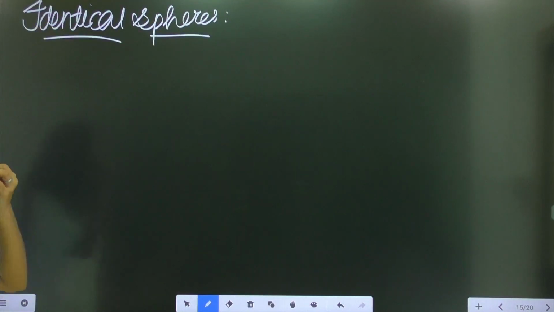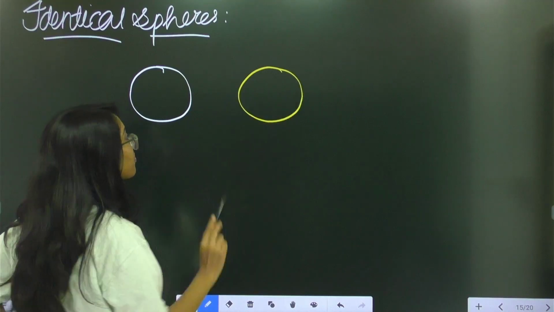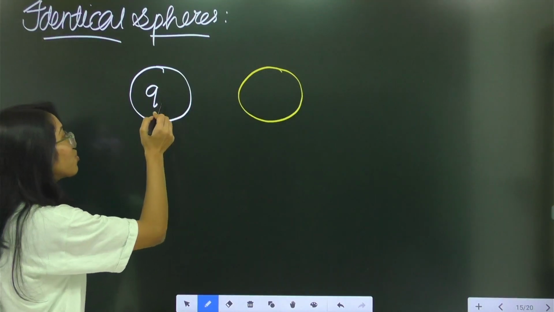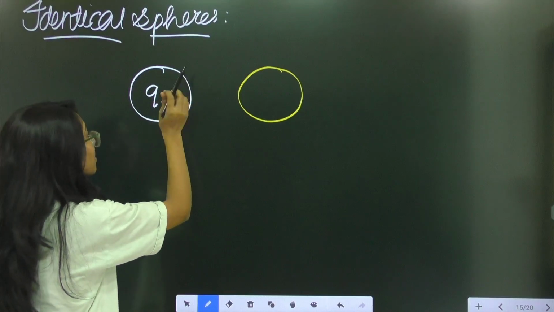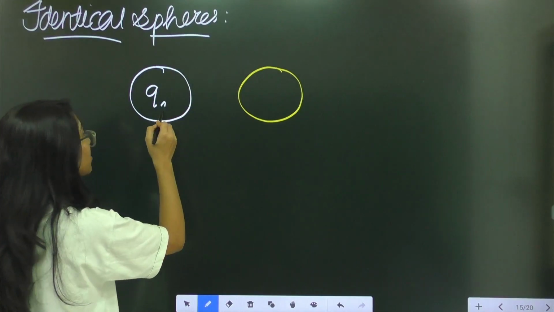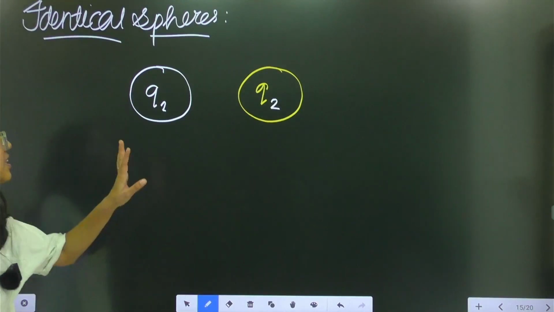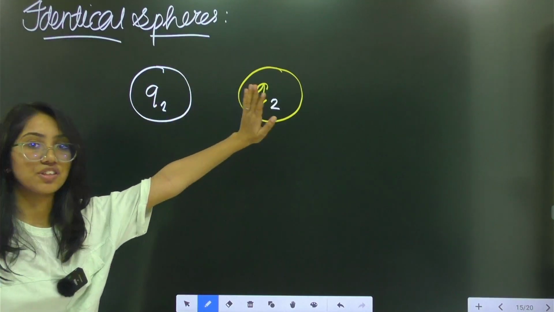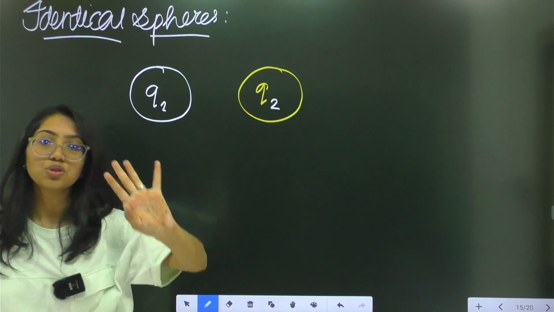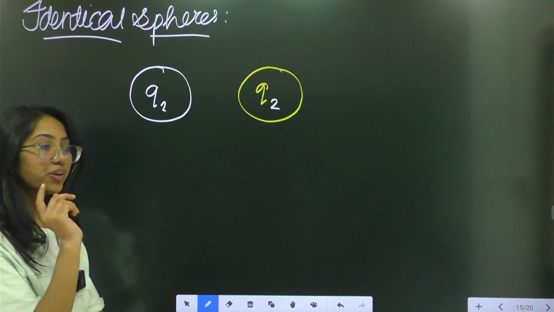Now suppose there are two spheres like this. Okay, there are two spheres. This one has some q1 charge and this one has q2 charge. This is sphere 1, this is sphere 2. It consists of some q1 charge and this consists of some q2 charge. Okay, that you understand. Now what are we going to do actually?